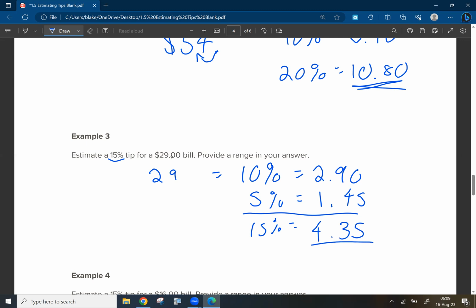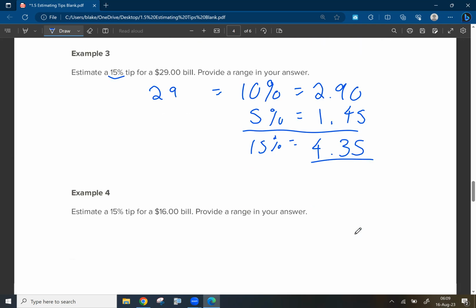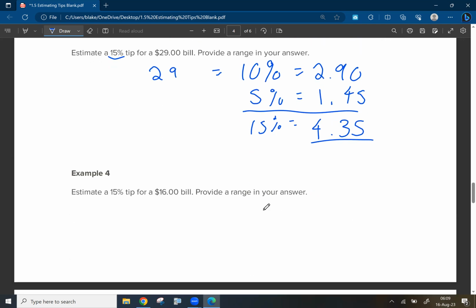I don't know what it means by provide a range for your answer. Because this one, there's not really much to round or anything. This is the exact 15% as well, because we didn't even round the beginning number. So I think we'll take $4.35 to be good. Still don't know what provide a range in your answer is. I'll have to look at the answer key version of this to see what they mean by that. But anyway, I know we can just calculate this regardless.